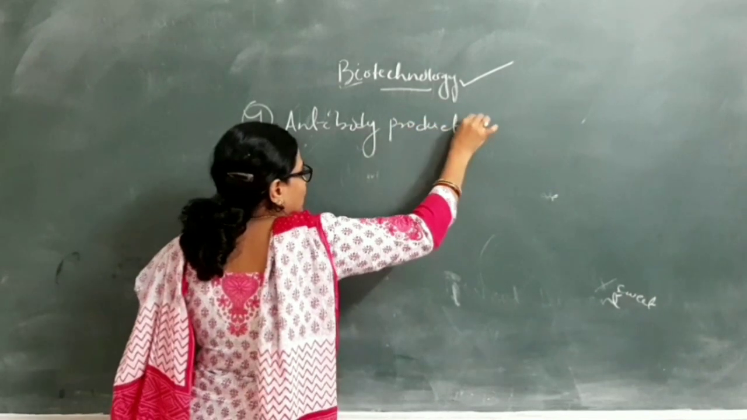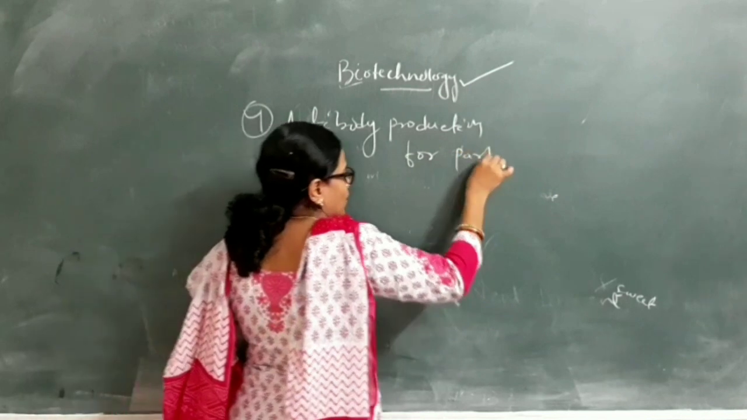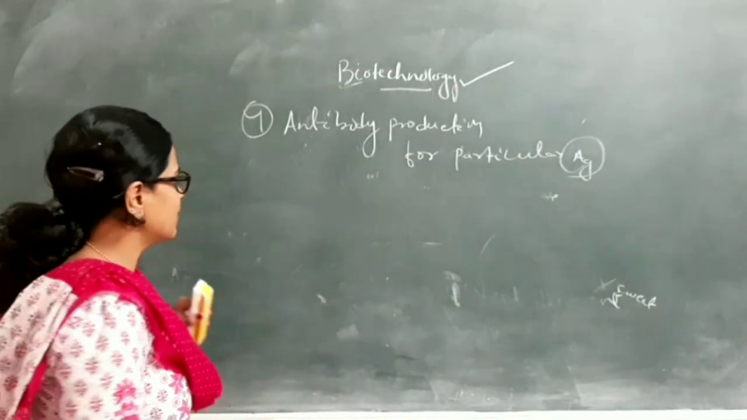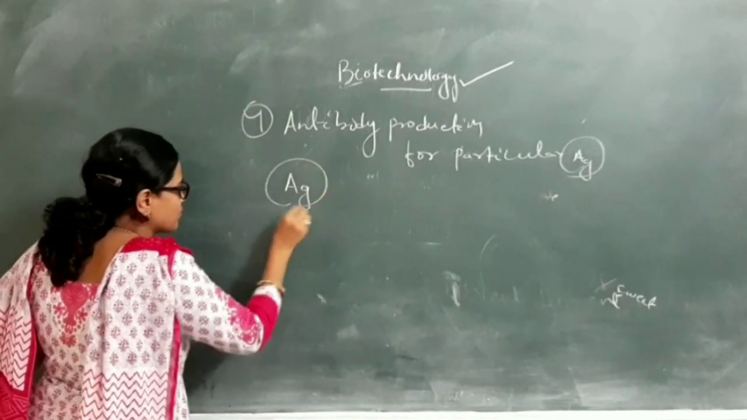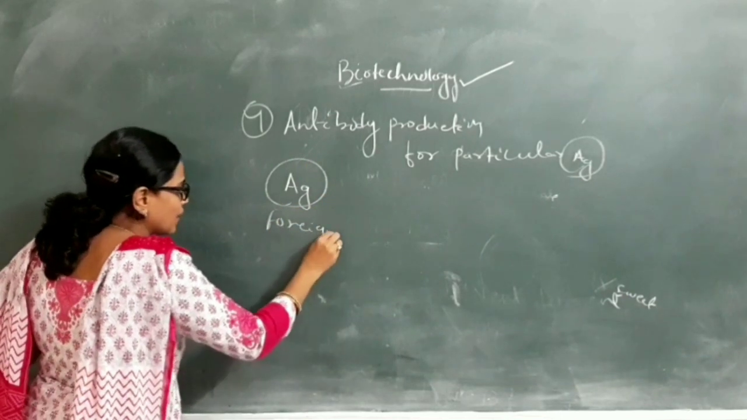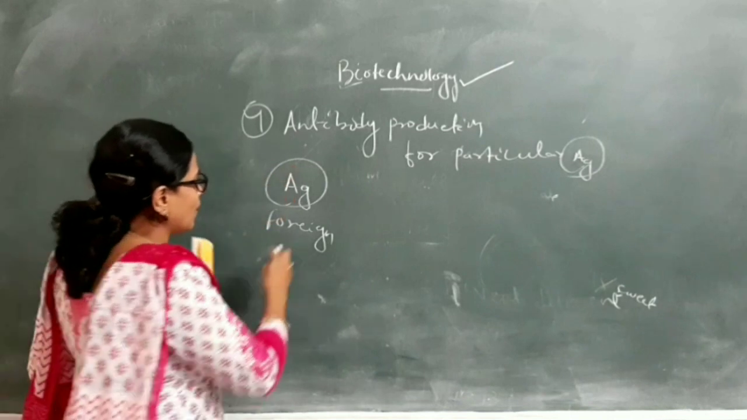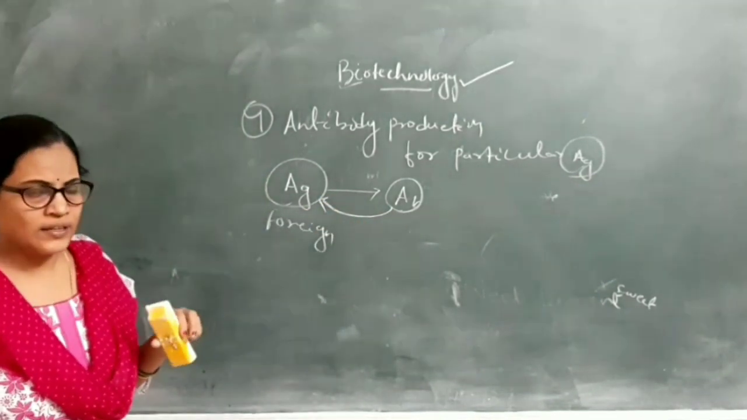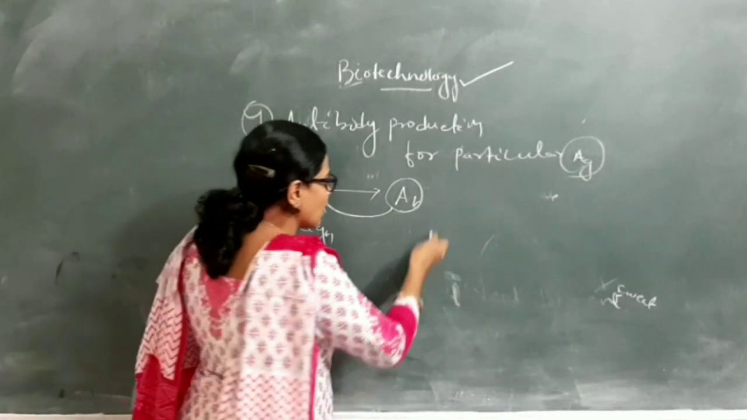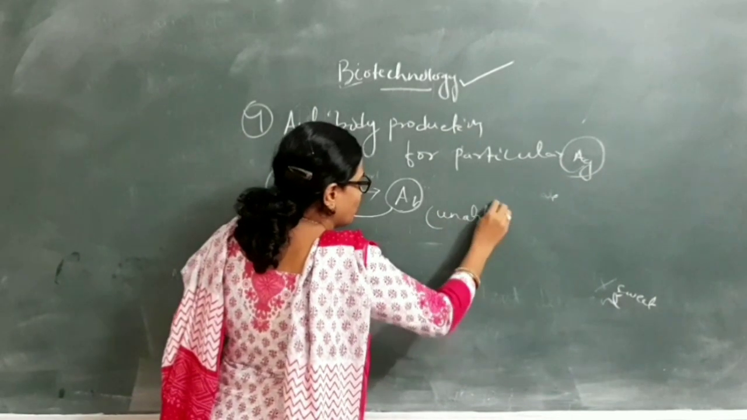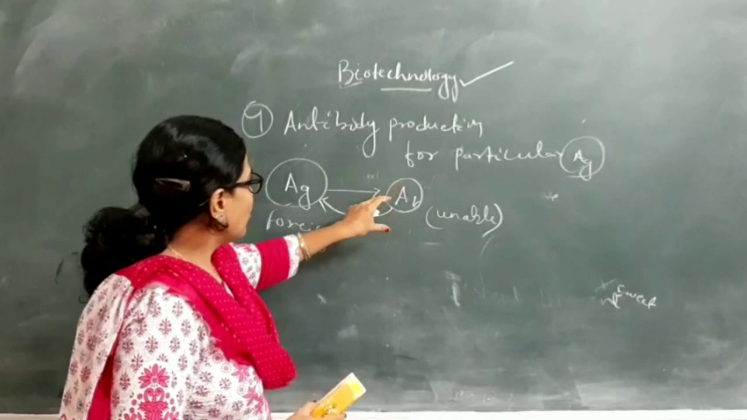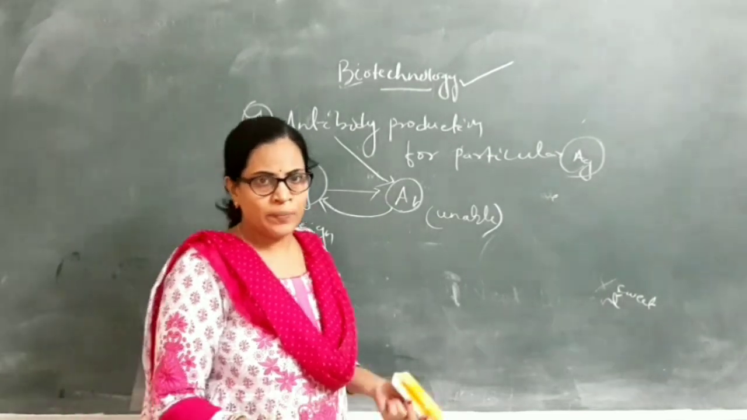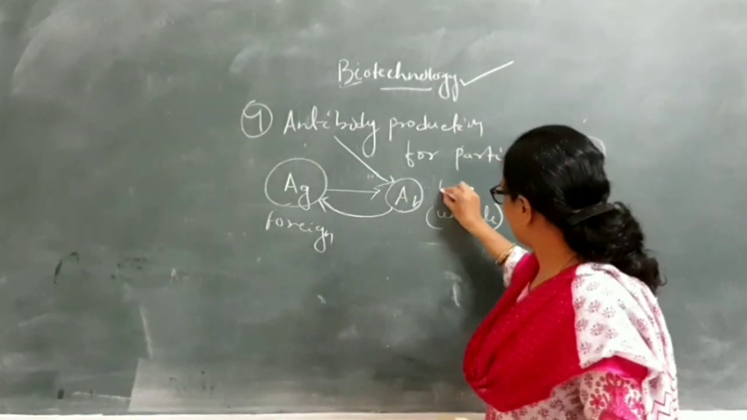for a particular antigen. So, what is an antigen? Antigen is a foreign substance. When an antigen enters our body, our body produces antibody against the antigen. If our body is unable to produce antibody, we take antibody from outside.